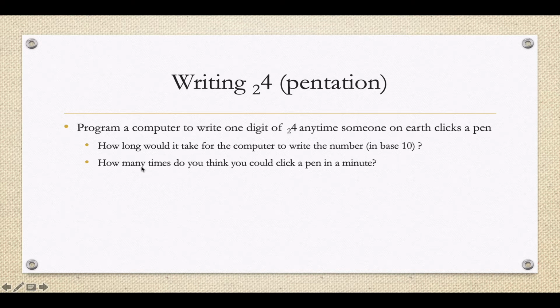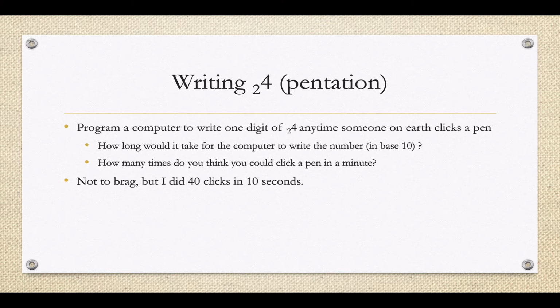If we're going to figure out how long it would take for the computer to write the number, we need to know how quickly somebody can click a pen. So what I did is actually went up in my office and started clicking pens as quick as I could and tried to time myself. And I think what I came up with is that 40 clicks in 10 seconds is pretty quick. You can try it on your own if you're interested, or you can just take my word for it. That 40 clicks in 10 seconds is a pretty quick pace. I'm not saying nobody can click quicker than that, but that's a pretty good pace.